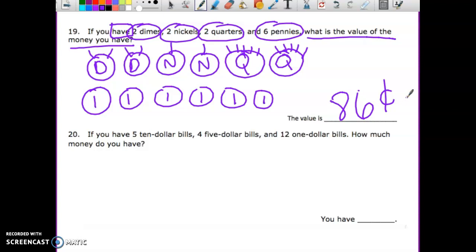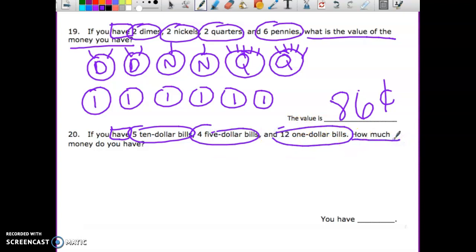The other one, when we did bills, I told them the same thing. So if you have 5 $10 bills, 4 $5 bills, and 12 $1 bills, and it's asking how much money do you have, draw a picture. Money is perfect for drawing pictures.